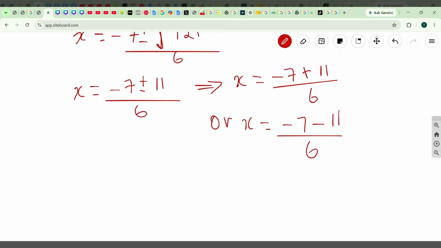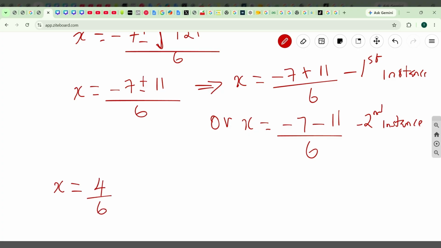While in the first instance, you can call this first instance for the value of x, this is the second instance for the value of x. So for the first instance, that means x is equal to negative 7 plus 11. So if you have negative 7 and then positive 11, that simply means it's going to be 4. So this is going to give you 4 divided by 6.